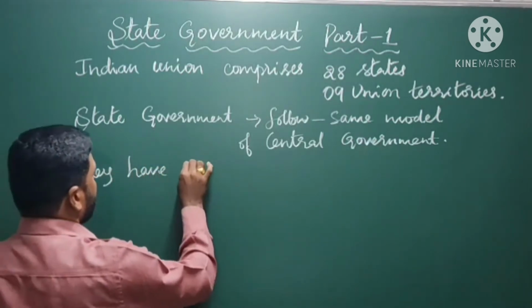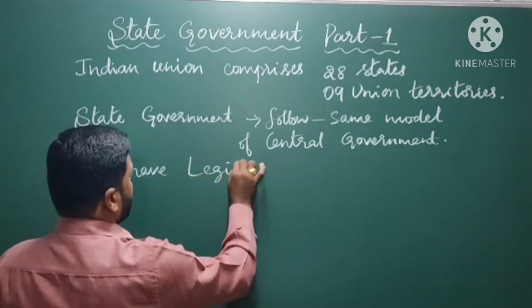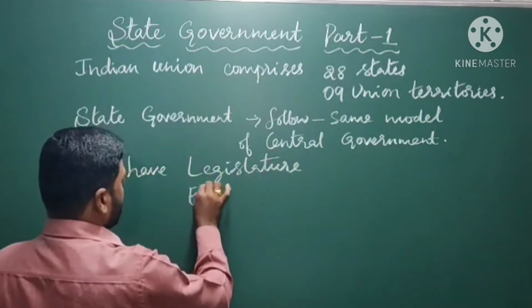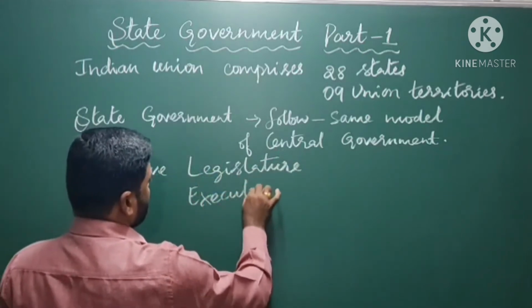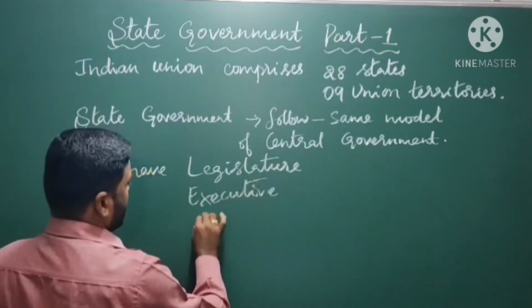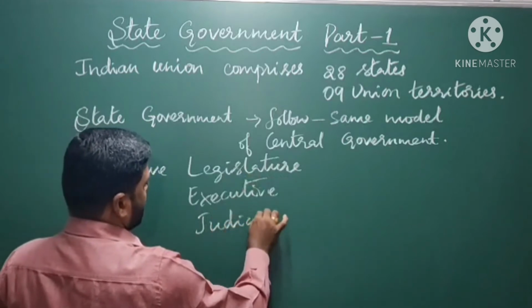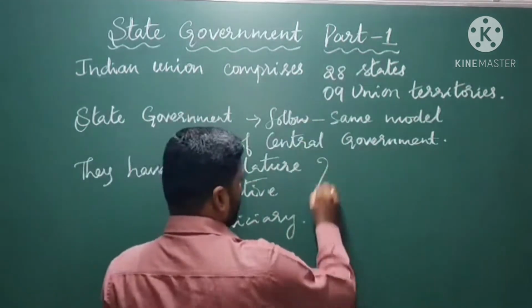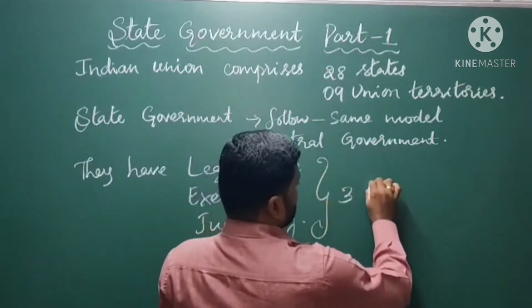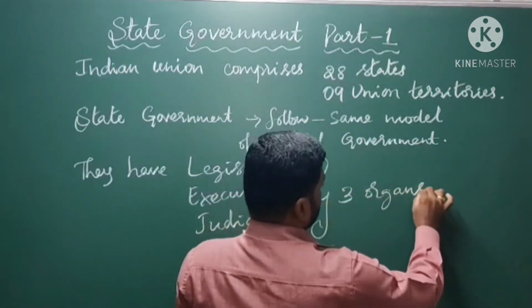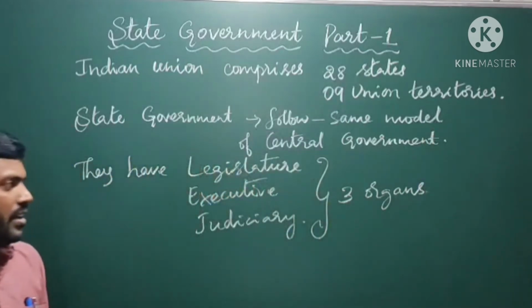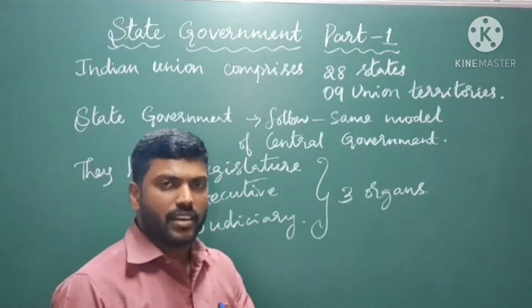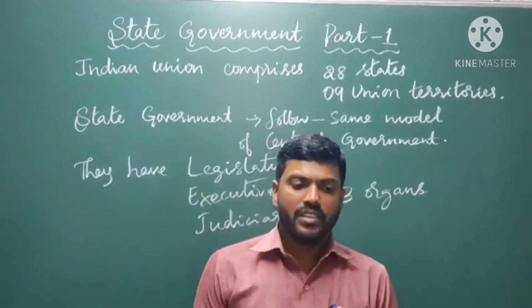They have the legislature, the executive and the judiciary. Okay, three organs of the government: legislature, executive and judiciary are the three important organs of the government, either it is central government or state government.